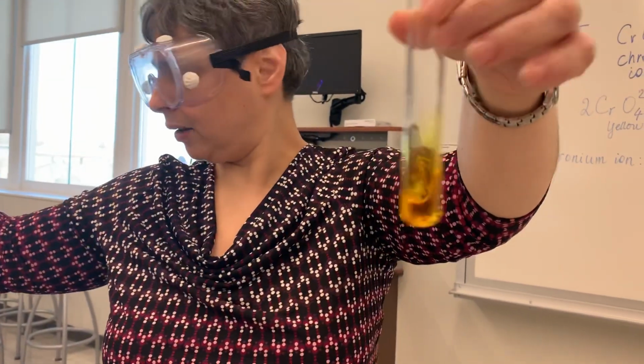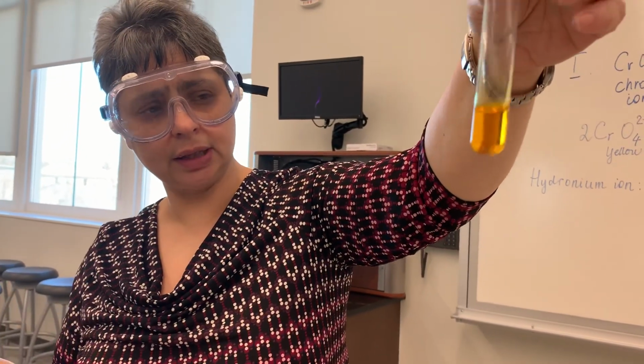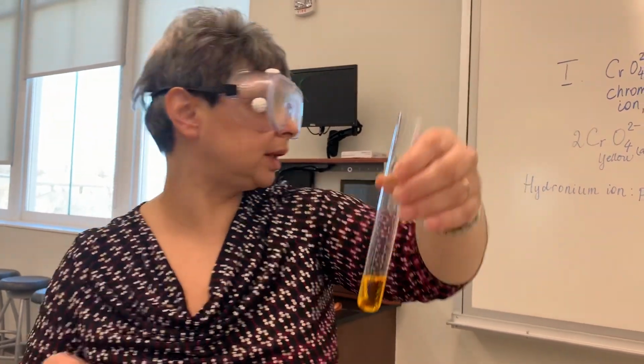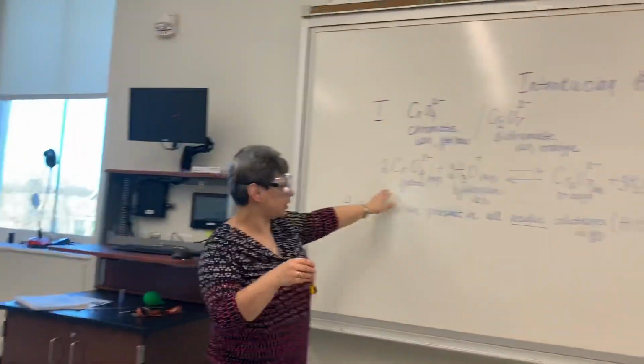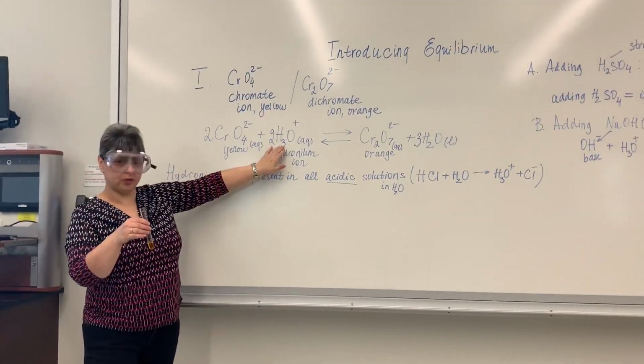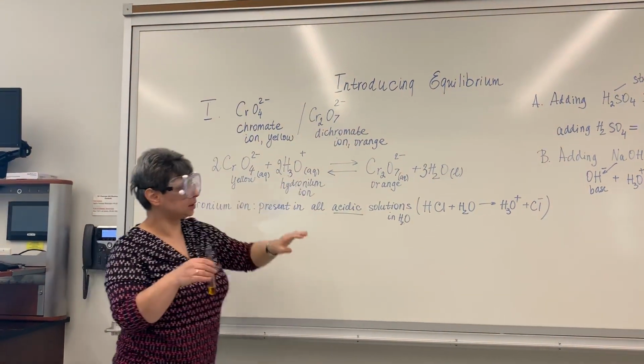So now I added about 4 drops total of sulfuric acid. And as you can see, the solution did turn pink. So what happened here? Well, let's take a look at this equation. What I started doing is I started adding more of a reactant, more of a hydronium ion, because remember, sulfuric acid is a strong acid.